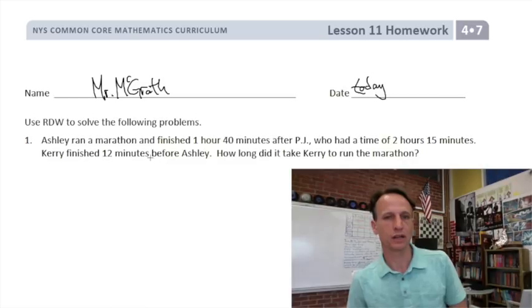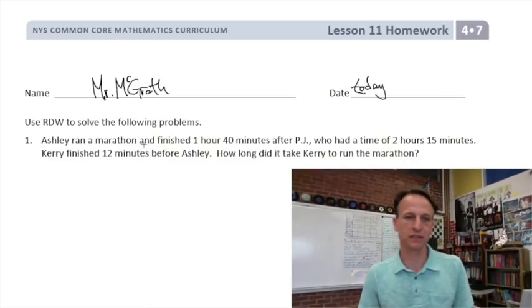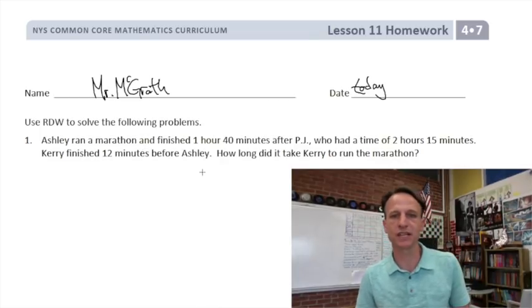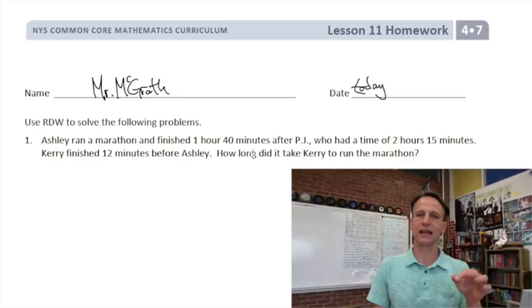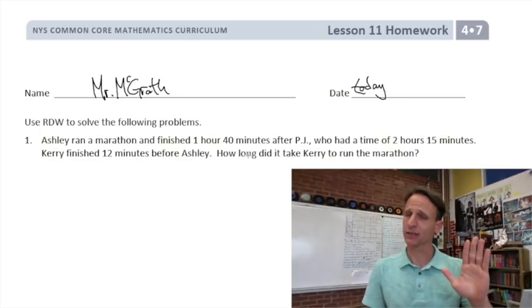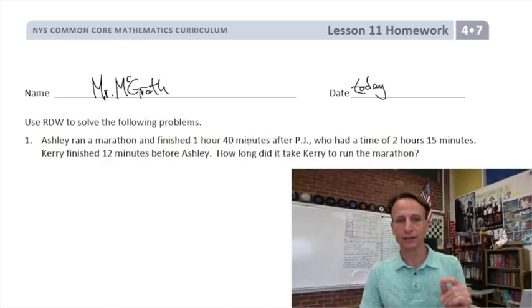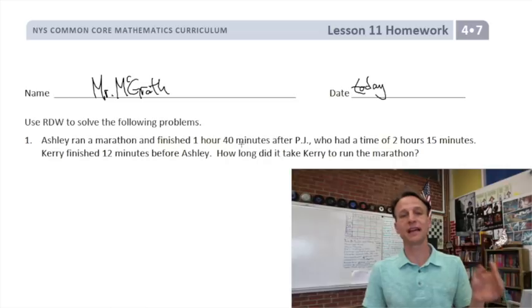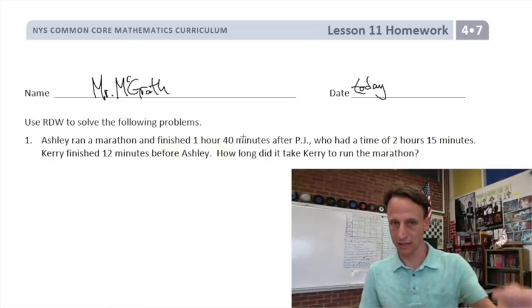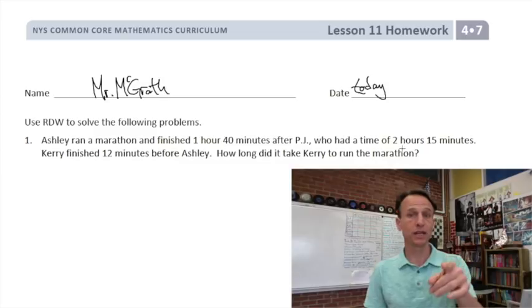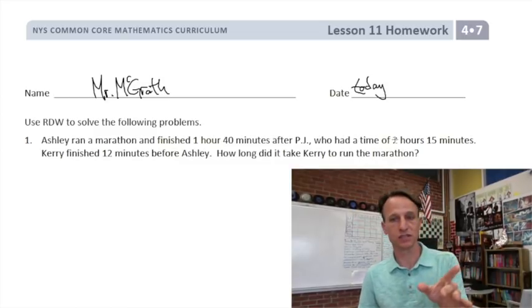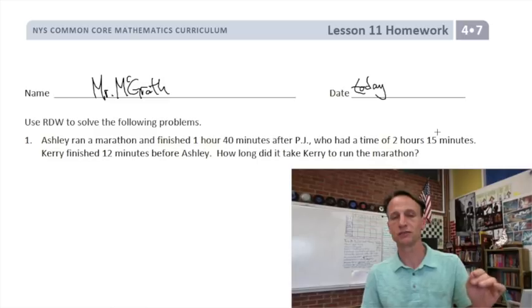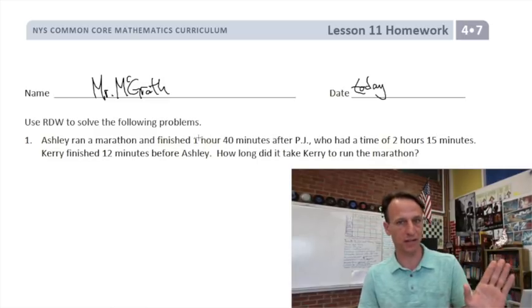We're going to use RDW, read, draw, then write, to solve the following problems. First off, Ashley ran a marathon and finished 1 hour 40 minutes after PJ. Stop there for a second and take note: Ashley's time is not 1 hour 40 minutes. It's 1 hour and 40 minutes longer than PJ's. PJ had a time of 2 hours 15 minutes, so Ashley's is going to be 1 hour 40 minutes more than that.